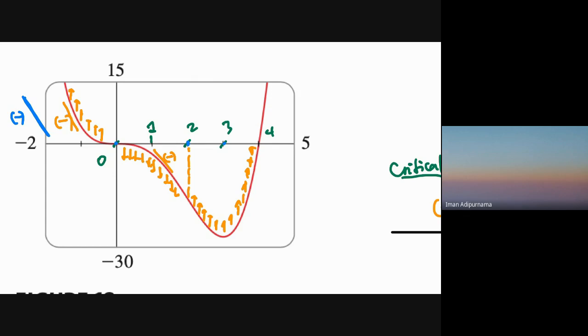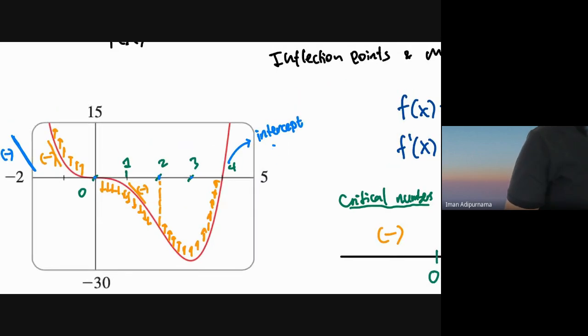So the 4 is called the intercept. So you can check whether the function has a root or no. If there is a root, then it should cross the x.